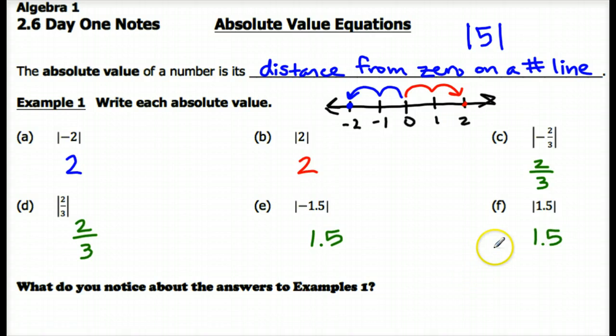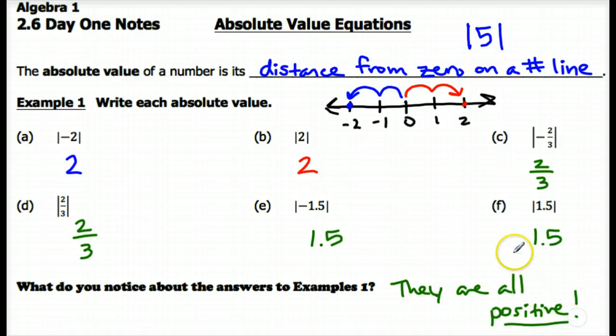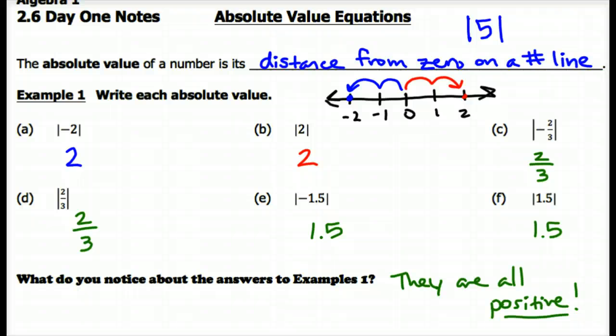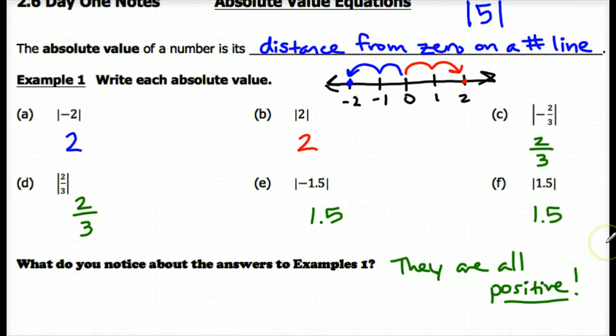So you may notice something about all the answers here in example 1. All of the answers are positive. And that's because when we're measuring distance on a number line, we always measure distance using a positive. We don't say this one is negative spaces away from 0. We just say how many spaces it is. So anytime you're taking the absolute value of a single number, you're going to get a positive answer. If it's already positive, the number will stay positive. If it's negative, when you take the absolute value of that number, you get a positive. So that's what you want to remember about absolute value.